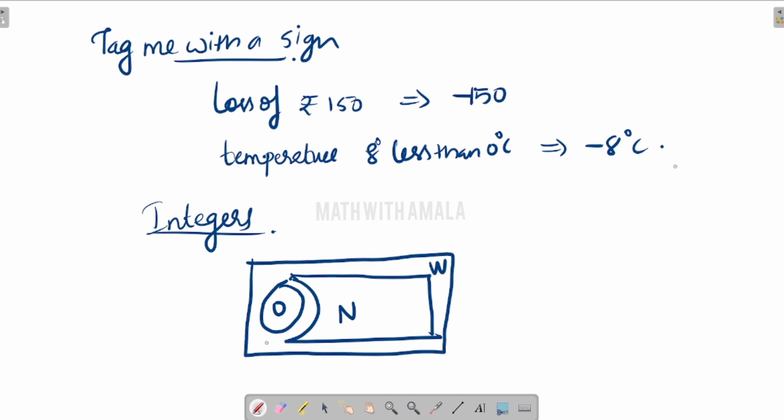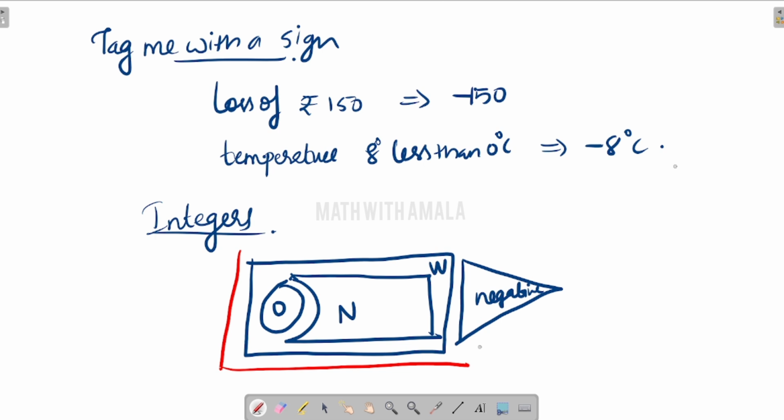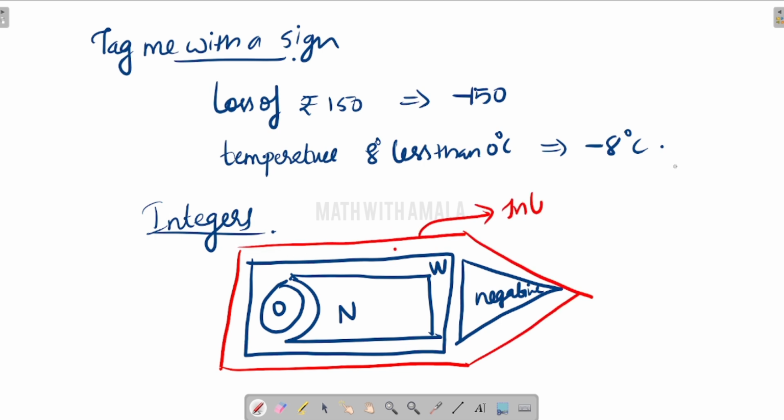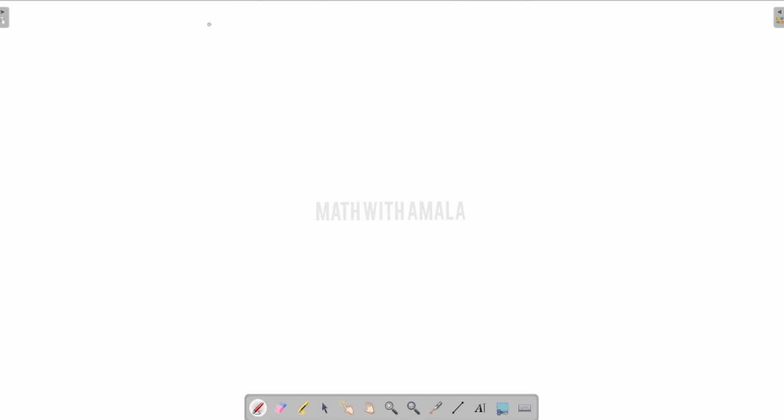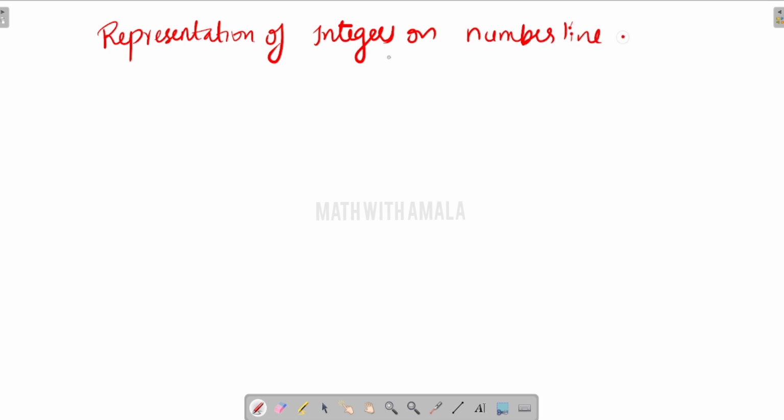Now what are the integers? Let us consider the natural number set, the 0, whole numbers, and negative numbers, and the integers include all these sets. This red lined figure indicates the integer set, which includes natural numbers, 0, whole numbers, and the negative numbers together.